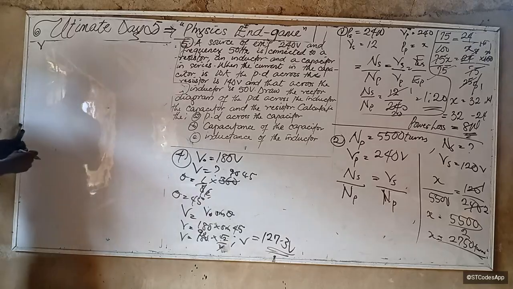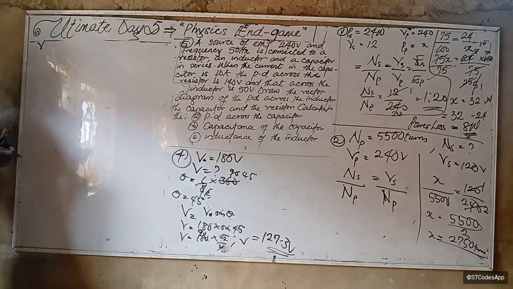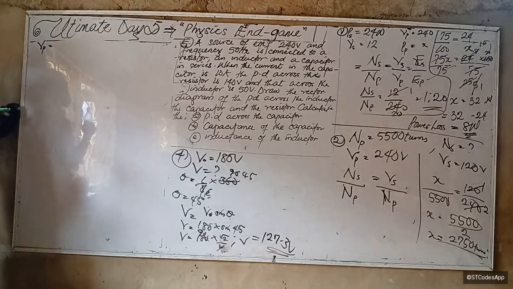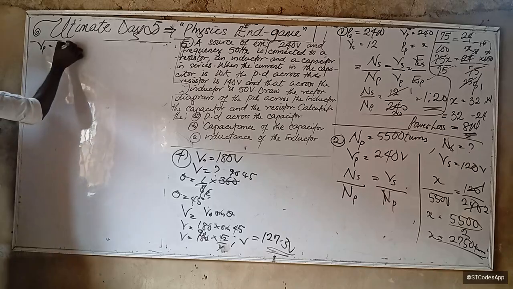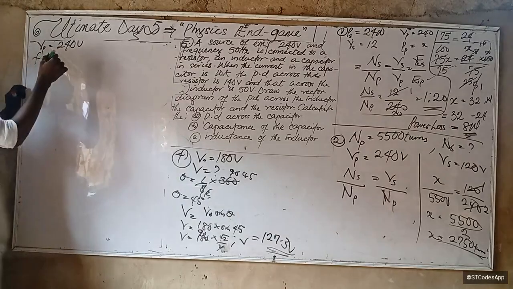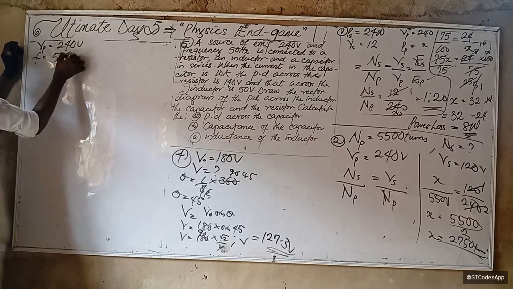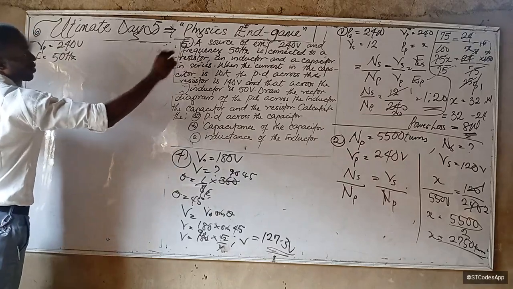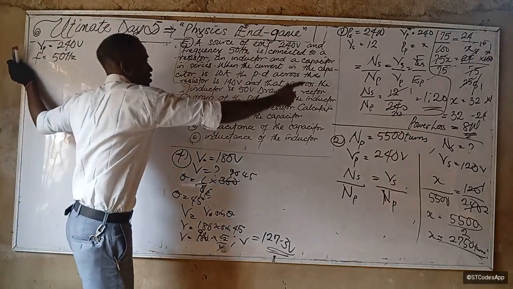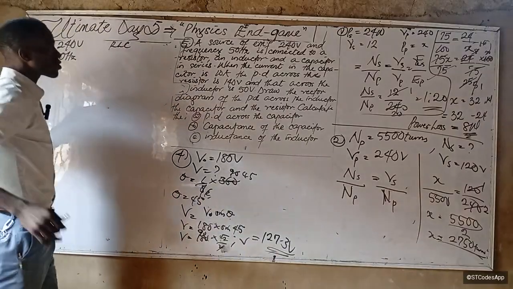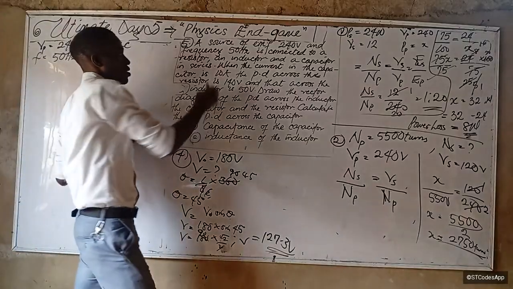A source of EMF 240 volts. Is that VP or VS? That will be VP because it is from the source. It's connected to the mains. It's equal to 240 volts. And frequency. Frequency is what? 50 hertz. It's connected to a resistor, an inductor, and a capacitor in series. So what kind of circuit is that? RLC. Okay, so your formulas for RLC should begin to come to your mind.